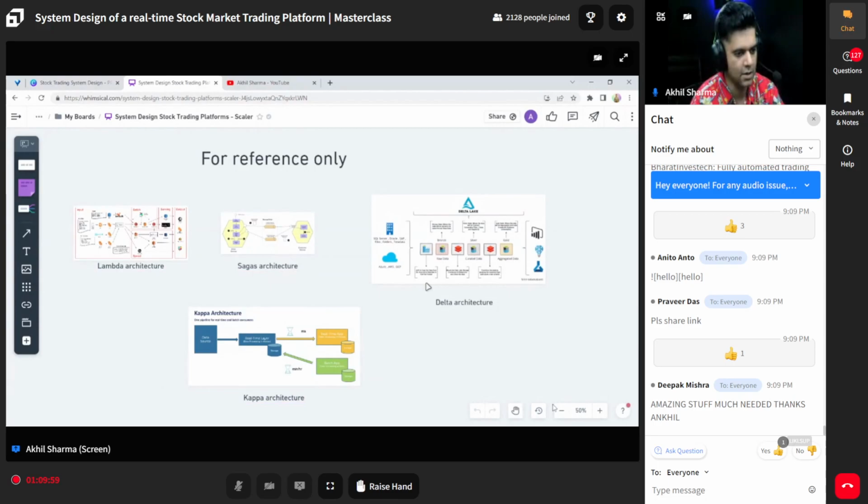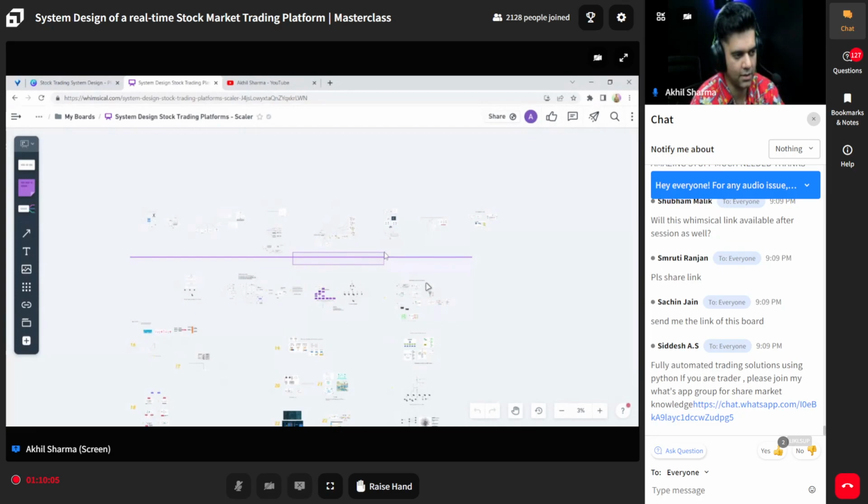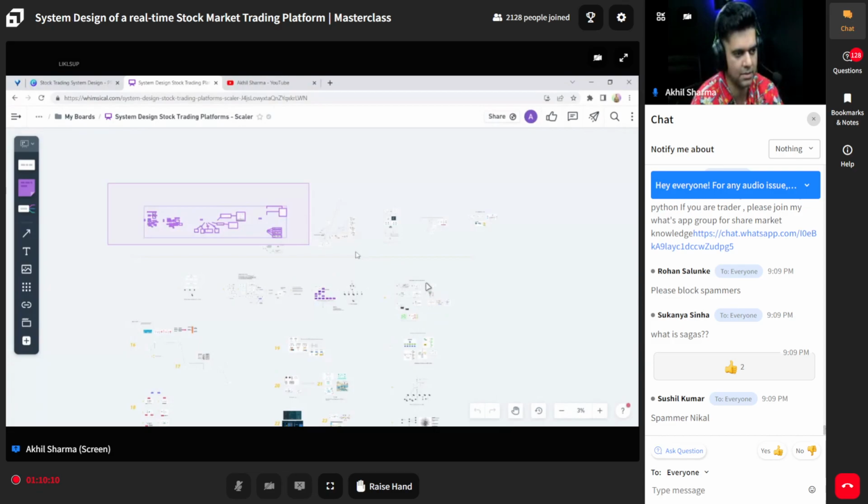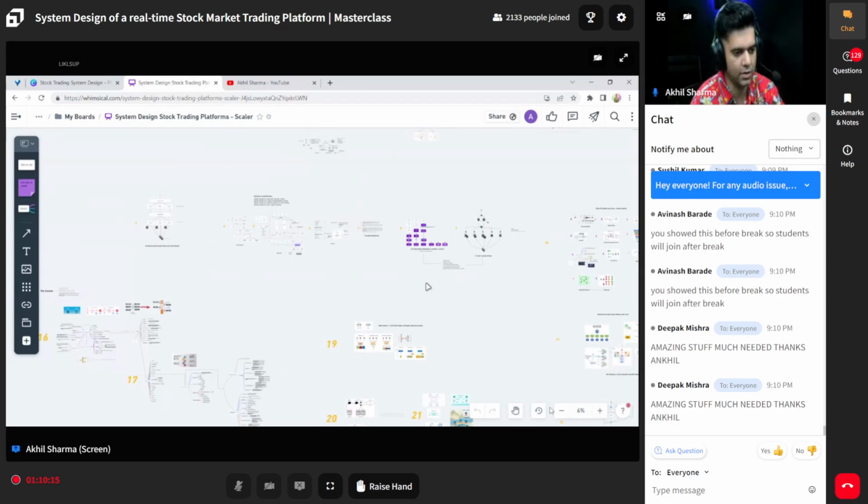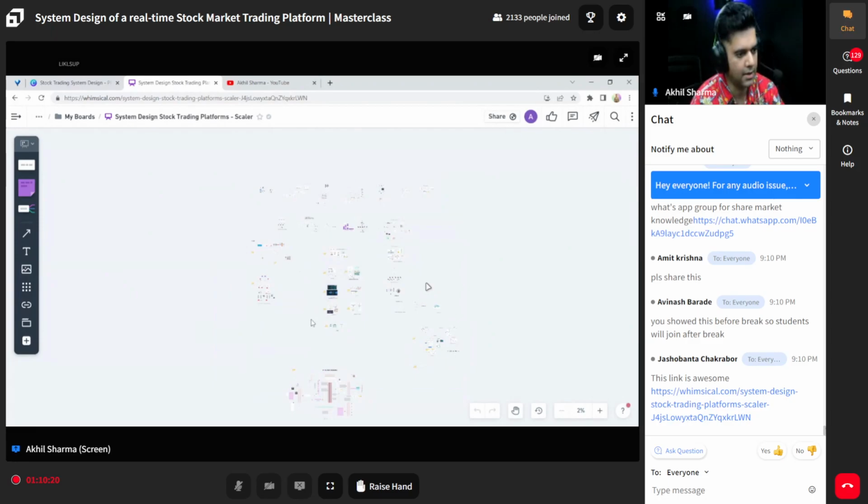So like I said, above this line is something you don't want to look at right now. This is only for your reference after the session is over, or if you want to prepare for system design interviews and want to go into depth, this is what you want to refer to. All of the things that we'll tackle in today's session will be below that line, okay? Below that line mostly. I think Varun has joined back the session.